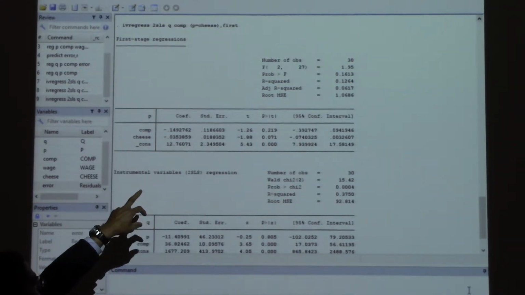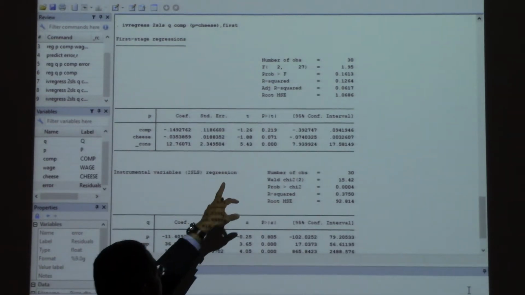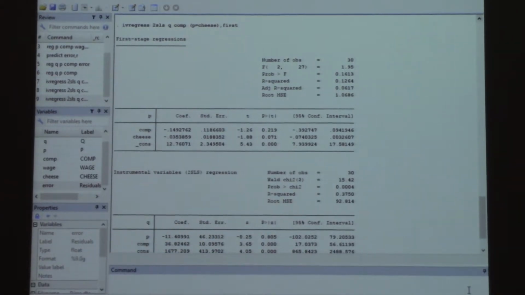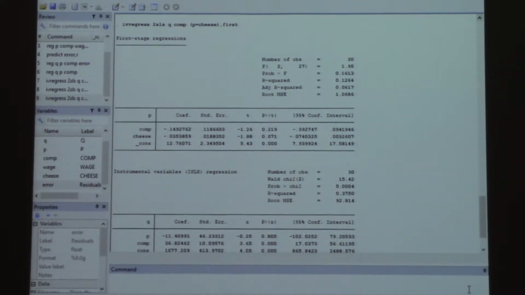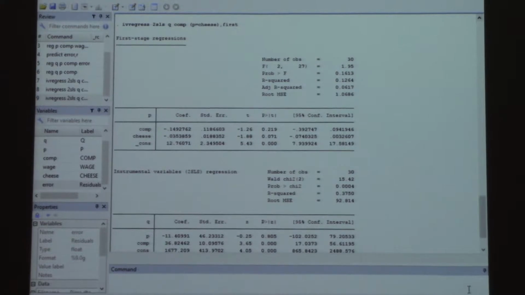And notice the coefficient on cheese is negative, which is kind of strange, which means that if the price of cheese goes up, the price of pizza goes down, but it's not very statistically significant. It's close, 1.88, but it's not that strong. The rule of thumb for the first stage regression is that you want your F statistic to be greater than 10. It's a rule of thumb that I follow today. Notice the F statistic up there, it's only 1.95. It's not even close to 10.